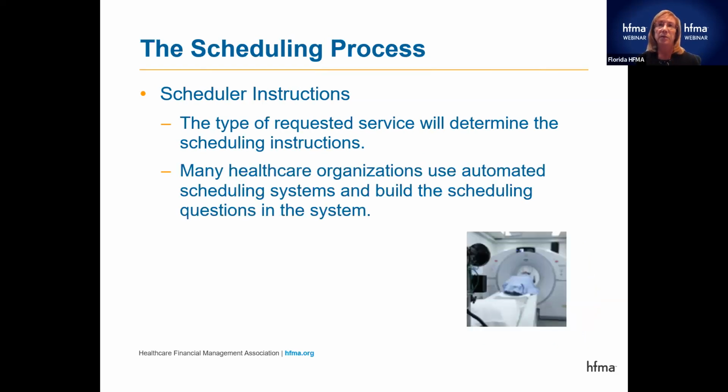The type of requested service will determine the scheduling instructions. Instructions to the schedulers range from the basics, such as the amount of time needed for the test, to the complex, when rooms, equipment, and personnel must be coordinated to provide the needed service. Many healthcare organizations use automated scheduling systems and build the scheduling instructions in the system. The scheduling system prompts the scheduler to complete required scheduling instructions each time a test or procedure is requested.